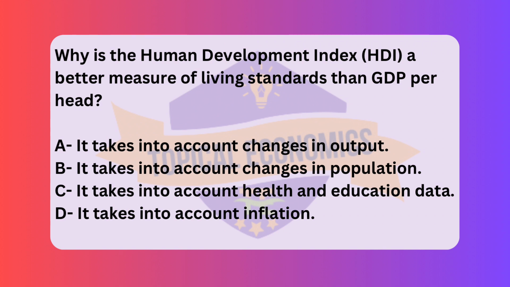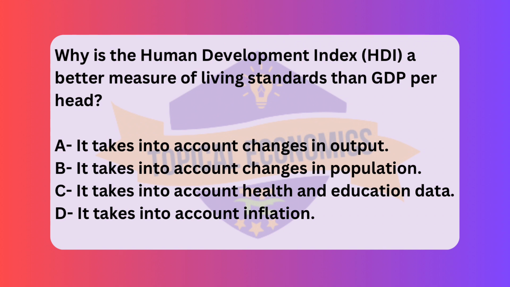Analyzing the other options. Option A, it takes into account changes in output, is incorrect. While GDP per head does measure economic output, production, the HDI does not specifically focus on changes in output. GDP measures economic performance, but HDI is concerned with human development, focusing on broader indicators like health, education, and income, rather than just economic output.